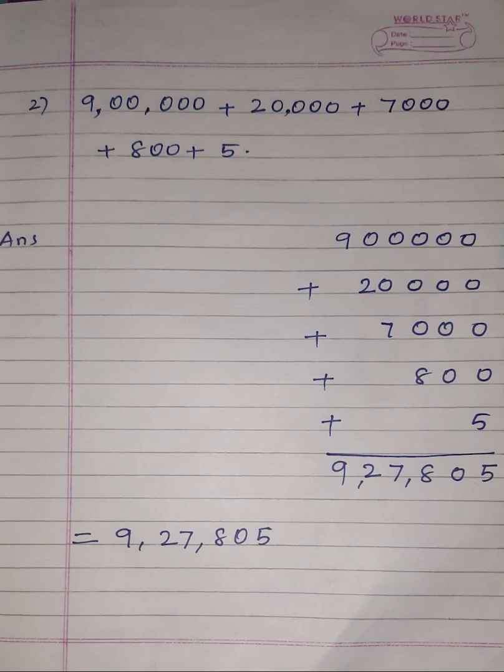Okay, children. Then what we have to do? We have to add up. How will you add? You will add starting from the units. Here in the units we have 0 plus 0 plus 0 plus 0 plus 5, how much, children? 5. Because 0 doesn't have any value. Next we move on to tens: 0 plus 0 plus 0 plus 0 is 0. The next is the hundreds place: 0 plus 0 plus 0 plus 0 plus 8 equals 8. Then we write 8 in the hundreds place.